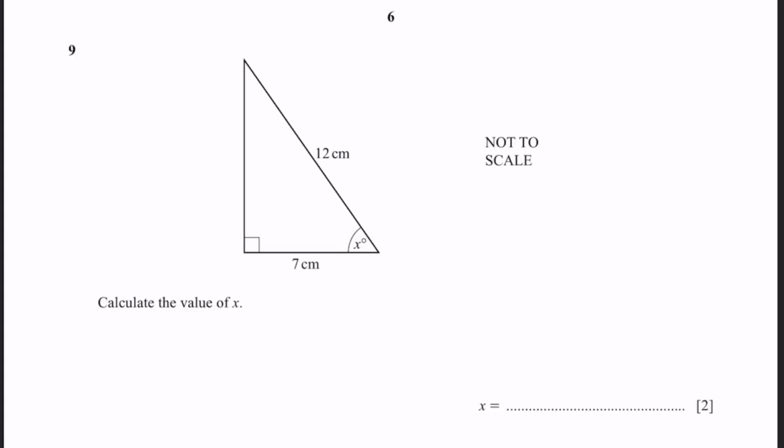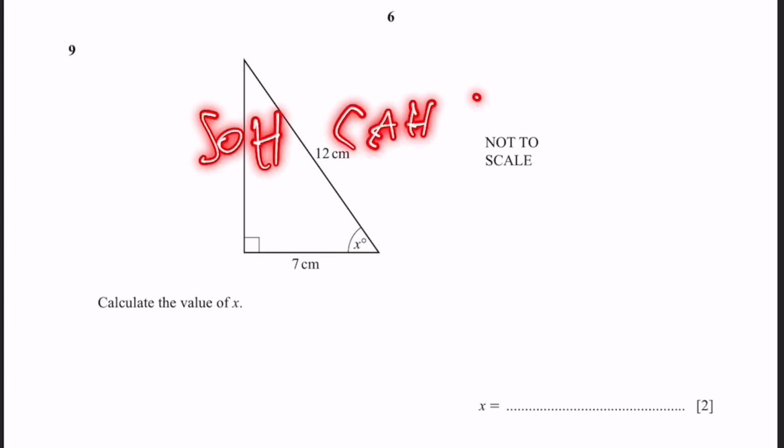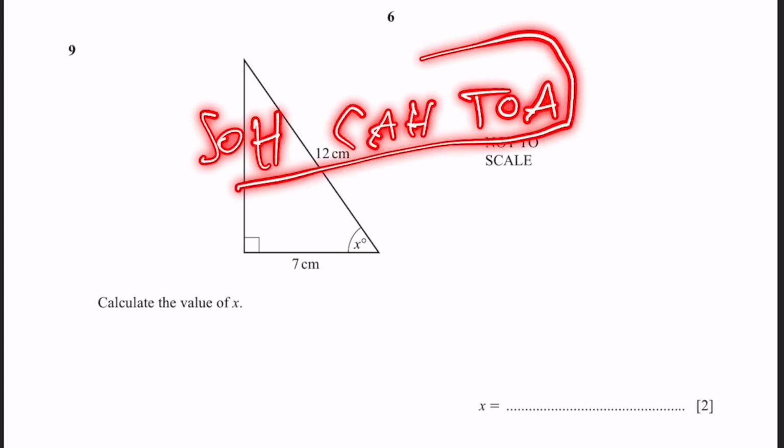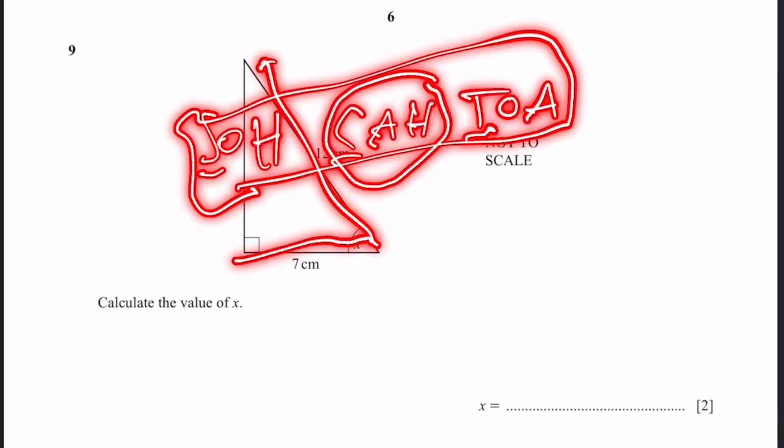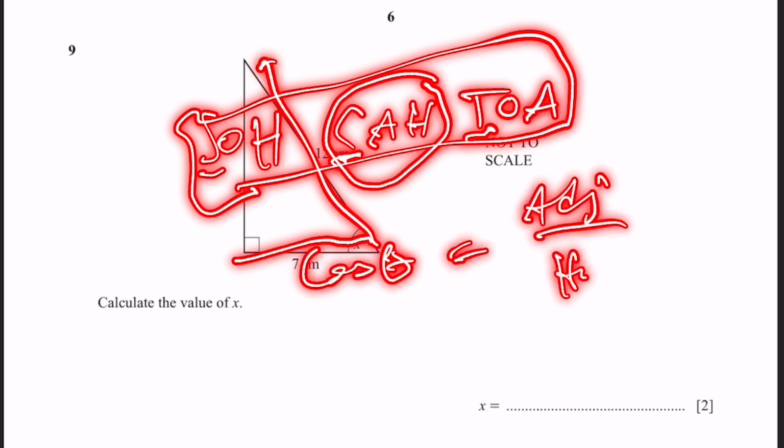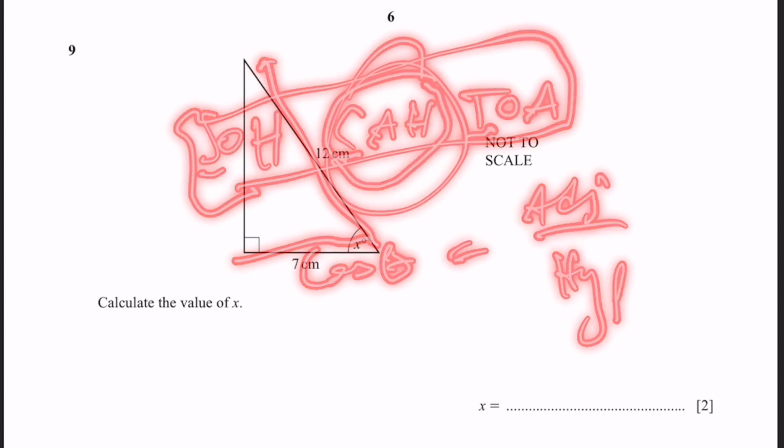Calculate the value of x. So we need to use trigonometry for this. We have the adjacent to x and then the hypotenuse. Which trigonometric formula out of this? So SOH CAH TOA is a mnemonic to remember sine, cos, and tan. Which one involves the adjacent and hypotenuse? It's this one, right? Cos, which means cos of theta is equal to adjacent over hypotenuse. That's the full form of this abbreviation.